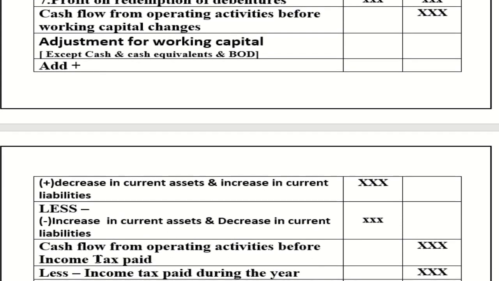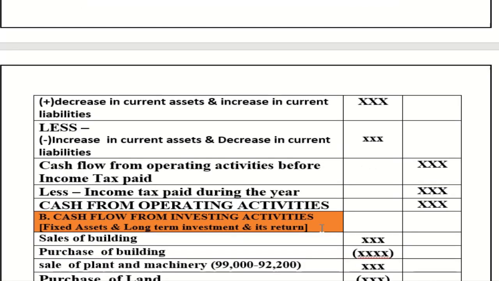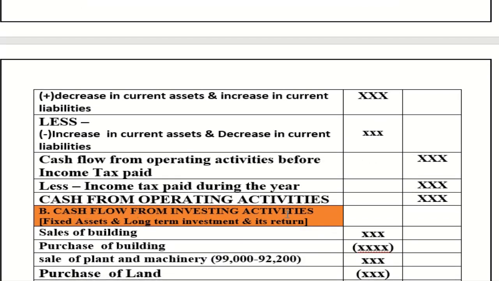Then you will get the cash flow from operating activities before income tax paid. Then less income tax paid during the year, and you will get the cash flow from operating activities. This is how you have to calculate cash flow from operating activities. Once you calculate it, next we will go to the second one, cash flow from investing activities.